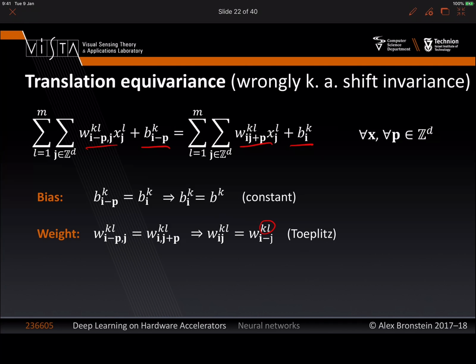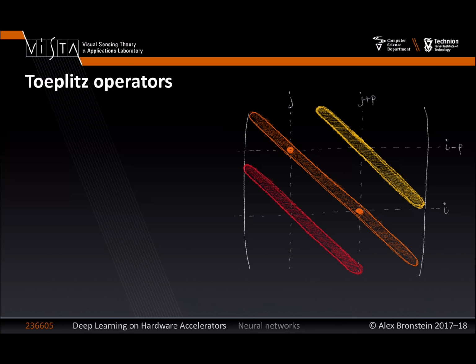And this in algebra is called the Toeplitz structure or a Toeplitz operator. Basically, shift invariance, or more correctly, translation equivariance, translates into an algebraic structure that is called Toeplitz matrices or Toeplitz operators. So this is a Toeplitz operator. So this is location j, and this is location I minus p. This is location I and j plus p. And we know that for every p, basically, the values here should coincide. So basically, this diagonal will be filled with the same number along the diagonal.